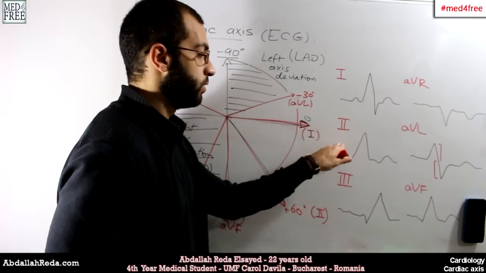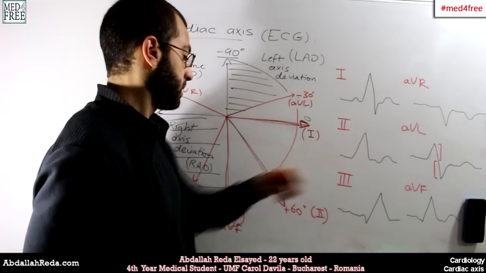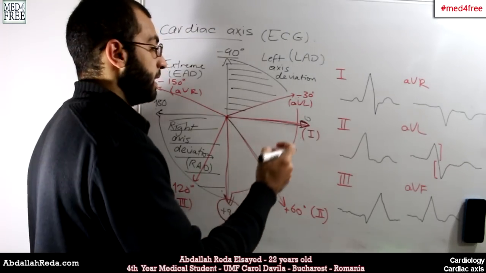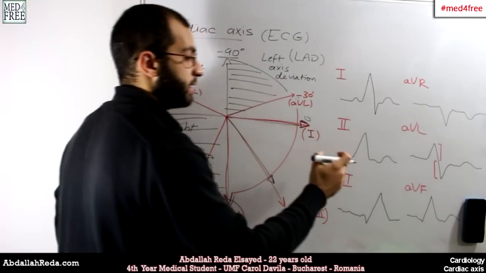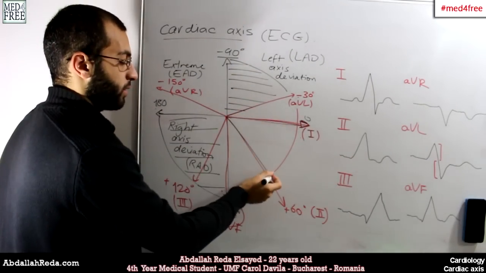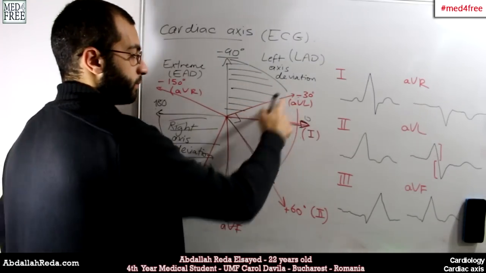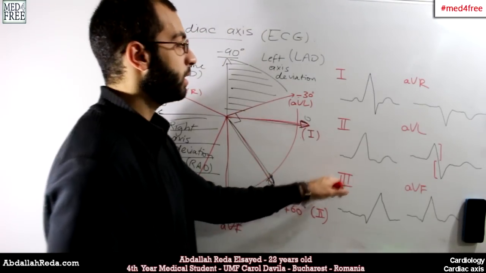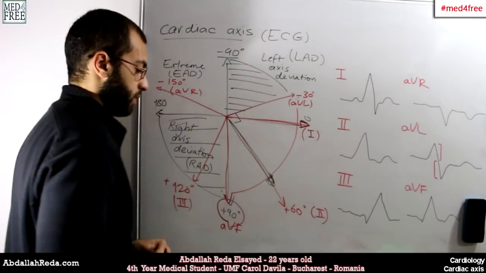And then we look at lead 2, which is quite positive here. Lead 2 is quite positive, and this confirms our result. This is the simplest way to obtain the cardiac axis, to look at the equiphasic lead. If it's equiphasic, that means that the cardiac vector is perpendicular on it, means that it has a 90 degrees with it, and the cardiac axis would be here, and then you would look at the other leads in order to confirm your results.